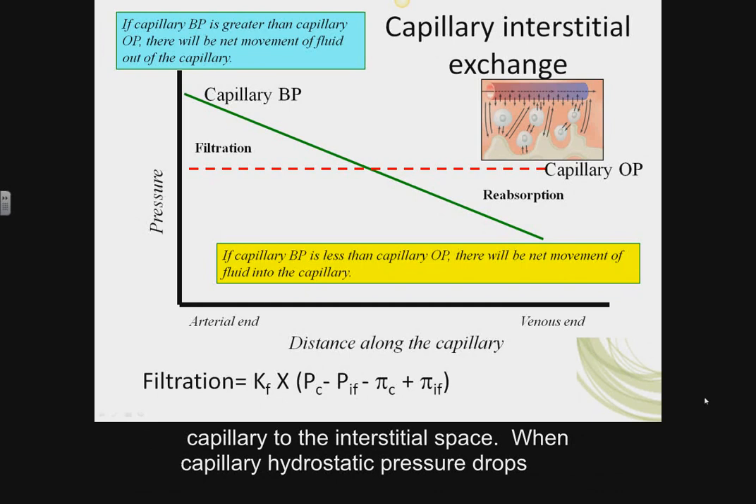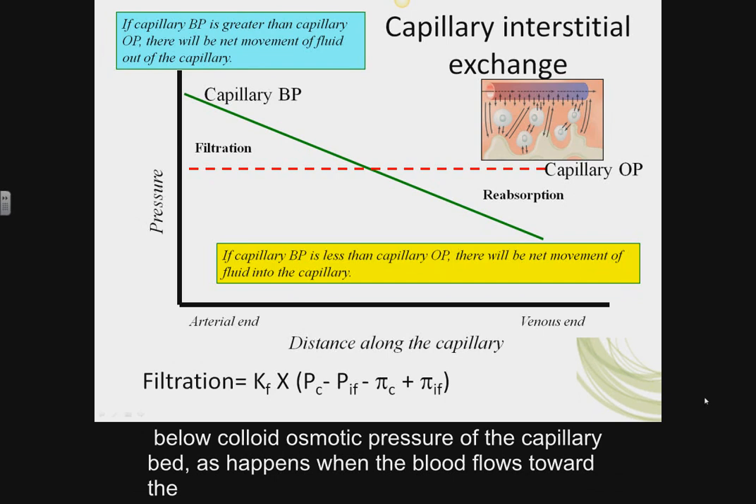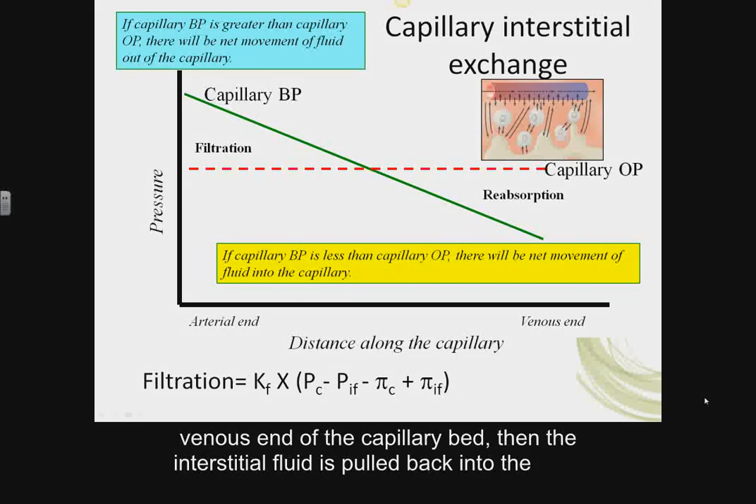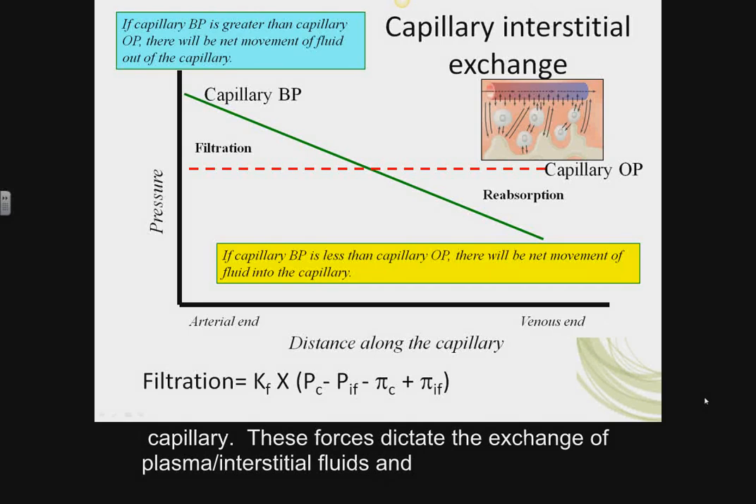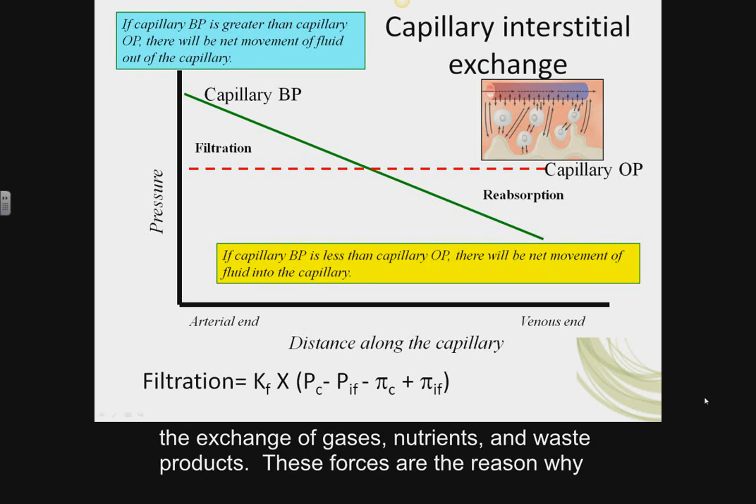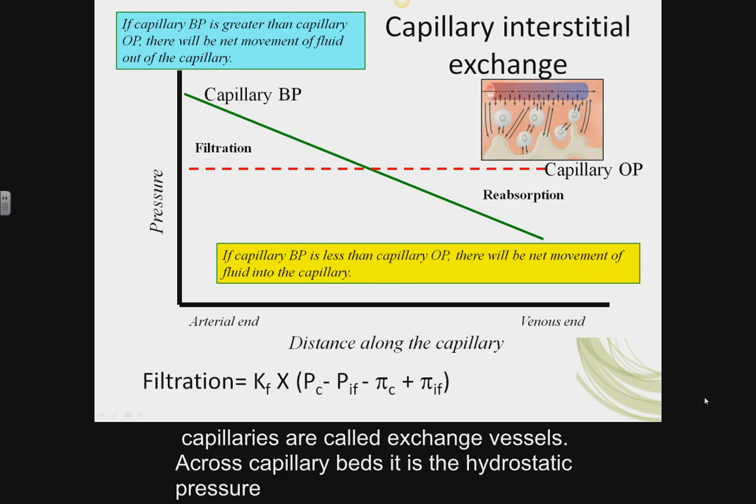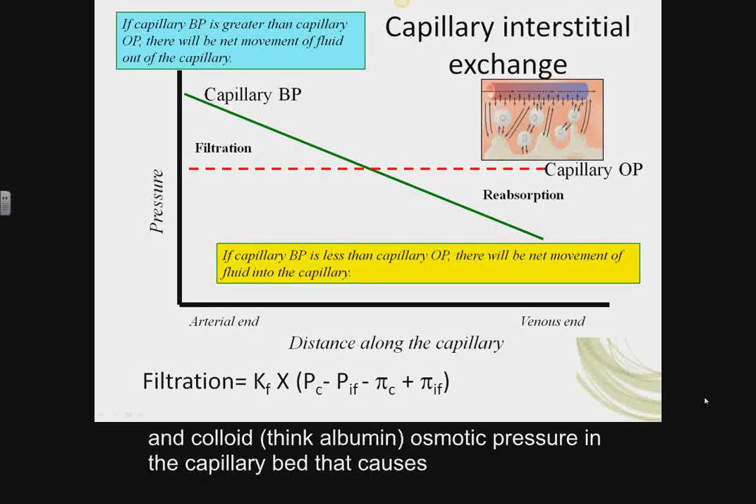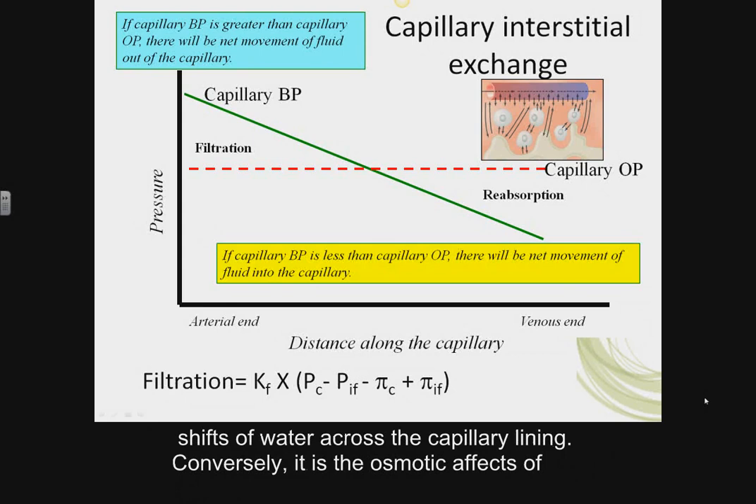When capillary hydrostatic pressure drops below colloid osmotic pressure of the capillary bed, as what happens when the blood flows towards the venous end of the capillary bed, then the interstitial fluid is pulled back into the capillary. These forces dictate the exchange of plasma and interstitial fluids and the exchange of gases, nutrients, and waste products. These forces are the reason why capillaries are called exchange vessels. Across capillary beds, it is the hydrostatic pressure and colloid, think albumin, osmotic pressure in the capillary bed that causes shifts of water across the capillary lining.